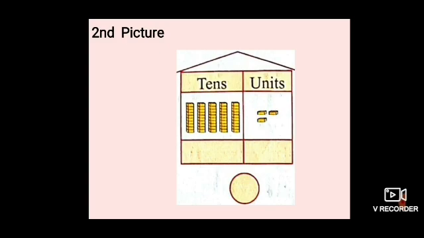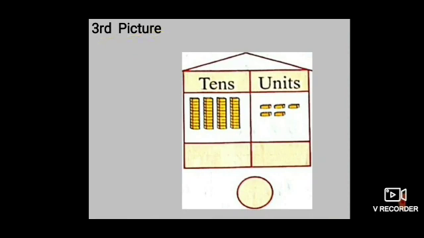Look at the second picture. How many tens are there? 1, 2, 3, 4, 5. And in units 1, 2, 3. So in the tens place we are going to write 5 and in units 3. So number 5, 3, 53 we are going to write in the circle.